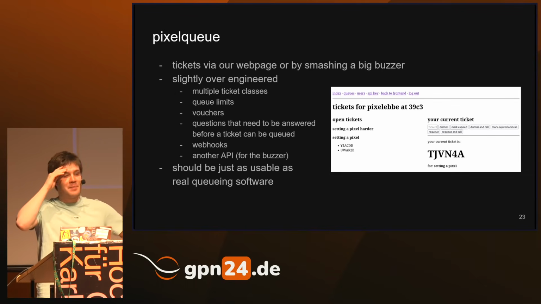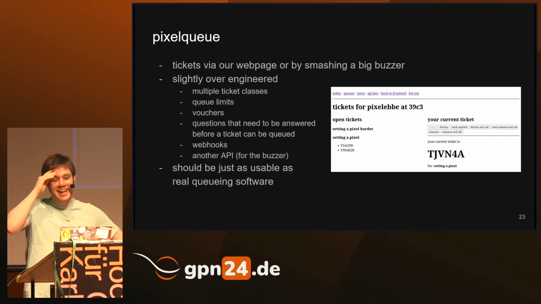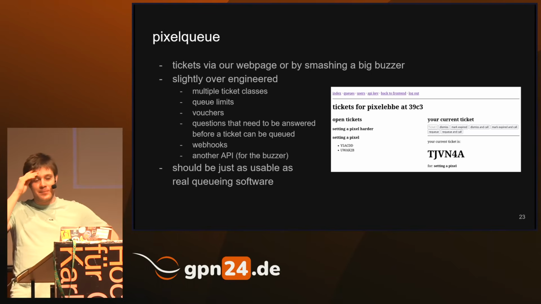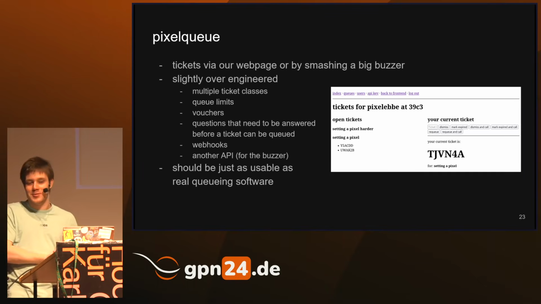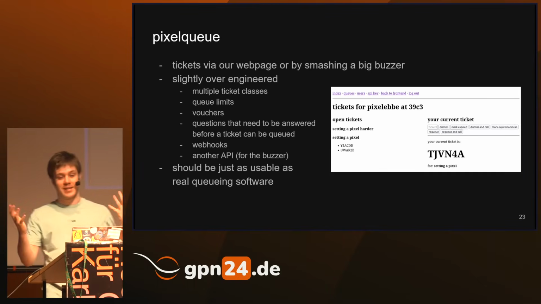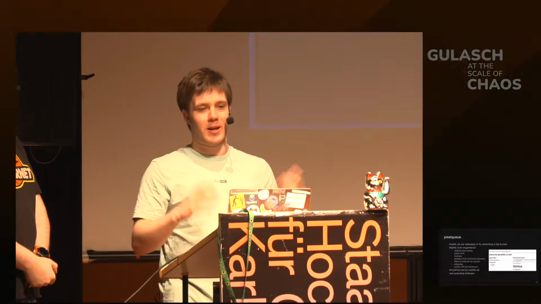And again, this platform is also slightly over-engineered. Anyone starting to see a pattern? Okay, yeah, because we don't need this, but it could be almost used in the real world. We have multiple ticket classes. We use it for premium tickets when people bribed us. But generally, yes, it has multiple ticket classes. It has limits for how many tickets can be in the queue. It has vouchers that can be used to get into a queue that requires a voucher. We had a system that required users to answer questions.